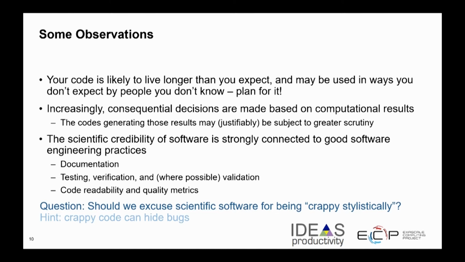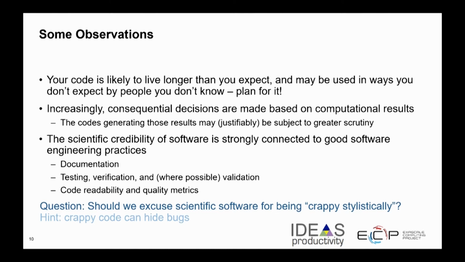And so I think there's a reasonable expectation that the codes generating those results should be subject to greater scrutiny, okay? And the credibility of the science is strongly connected with the credibility of the software, which in turn is related to good software engineering practices. In the COVID story, we heard about documentation, testing and verification and validation, and things like code readability and quality metrics, right? These are very straightforward, simple things at some level. You say, yes, they should be better, but they can also become things that people will rally around to say, oh, that's bad, and we shouldn't be making policy based on this.